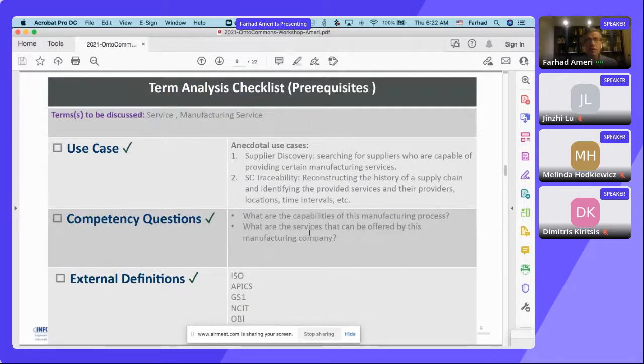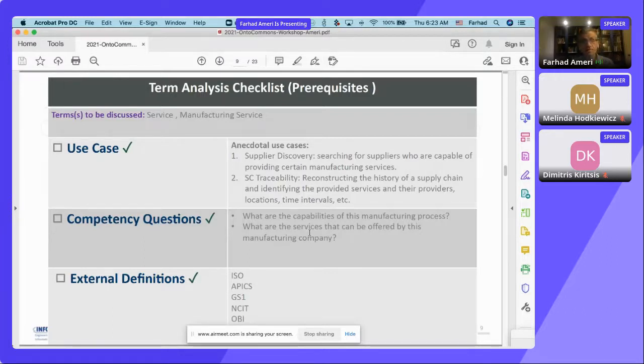And we always prefer to have, first of all, a use case, then a set of competency questions and external definitions. These are the prerequisites before we can start the term analysis. So we use this checklist, for example, if you want to analyze manufacturing service: what's the use case in which this term is being analyzed? What are the competency questions that we care about? And what are the external definitions that we have extracted from existing ontologies and existing standards?